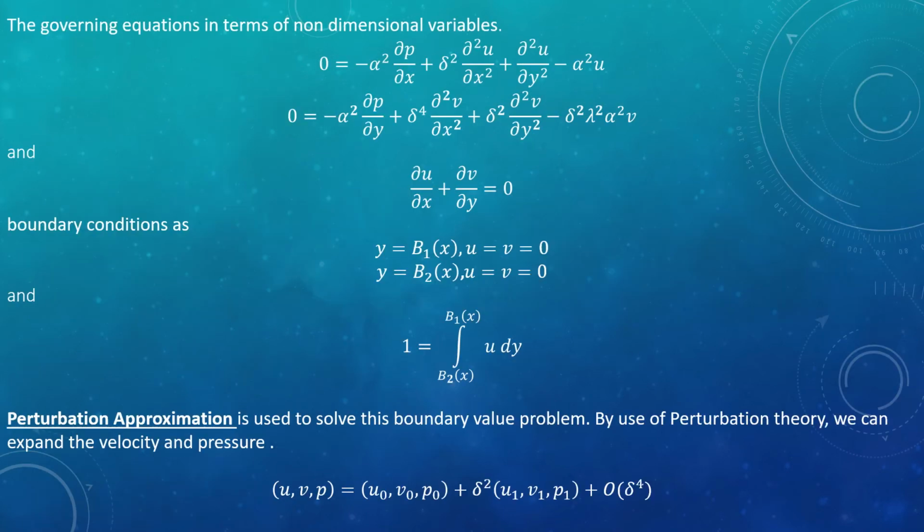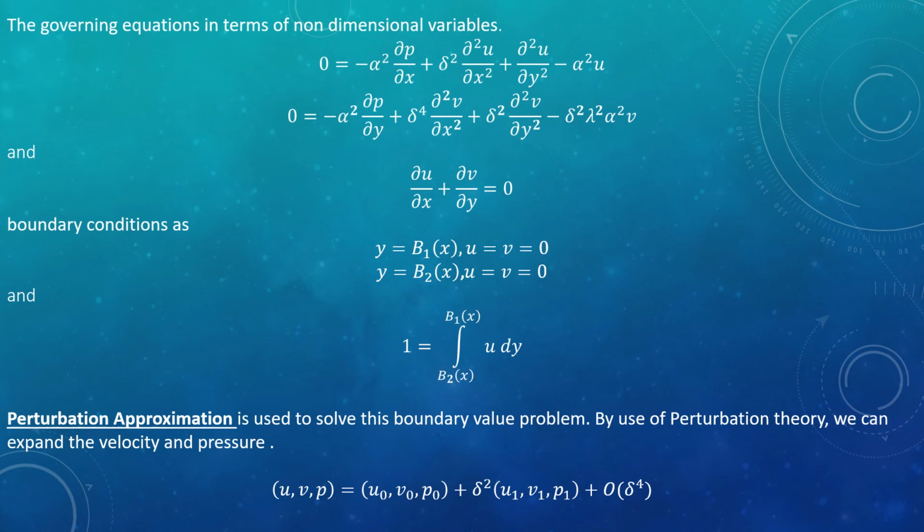After non-dimensionalizing and separating both the velocity variables, we get the below equations. The first equation corresponds to the horizontal velocity, while the second equation corresponds to the vertical velocity, where alpha is equal to 1 by Darcy's number, delta is equal to the aspect ratio of the channel, and lambda square is the ratio of horizontal permeability to the vertical permeability. The boundary conditions are written as below. The first two represent the no slippage condition, while the third one represents the total volumetric flow condition.